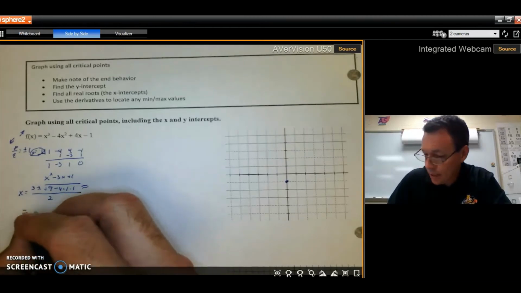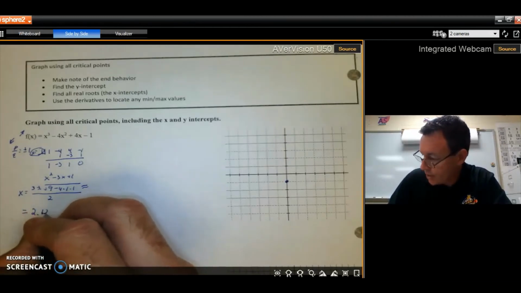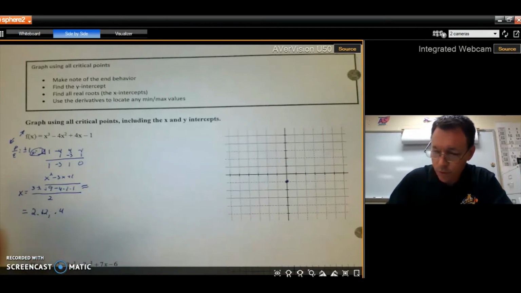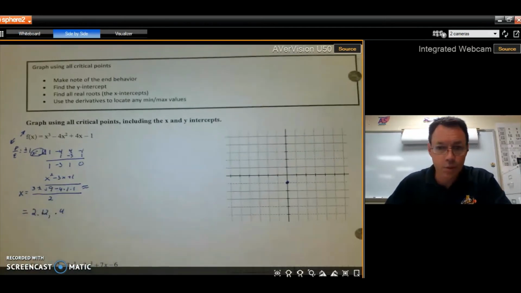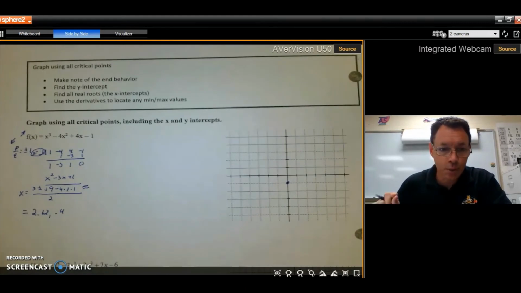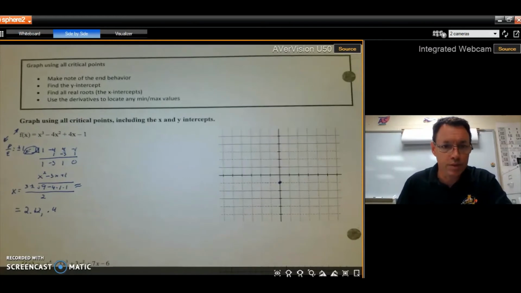Don't just copy down what I'm writing. 2.62 and 0.4, or 2.6. That's fine. Okay, that's what you get when you plug that in your calculator. Okay, so make sure you practice that and make sure you're getting that answer because you're using parentheses correctly.